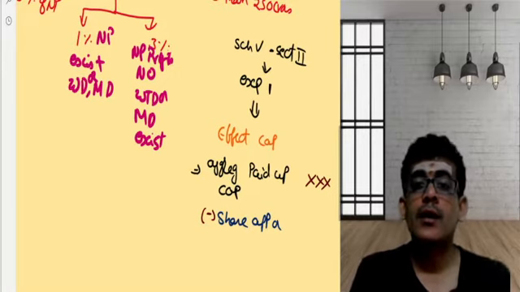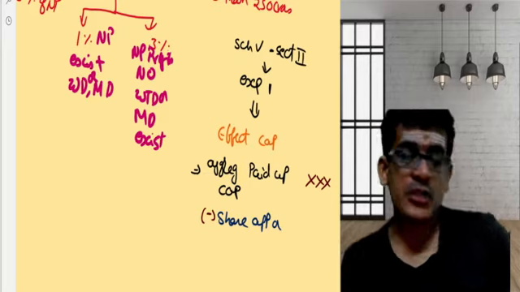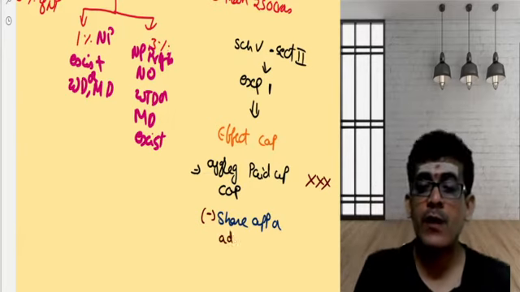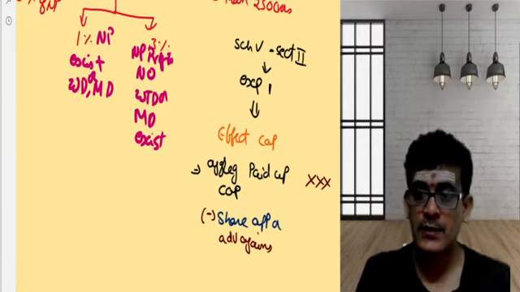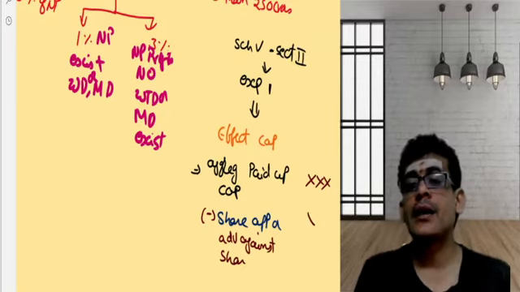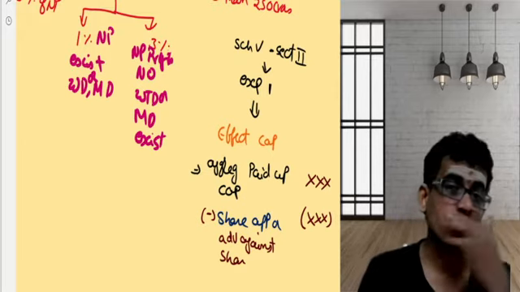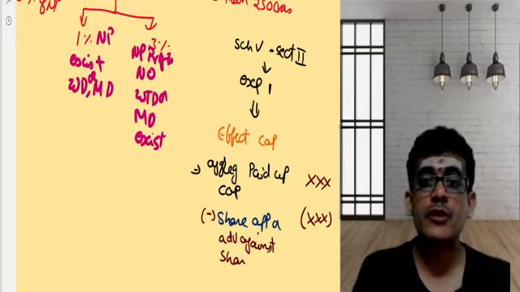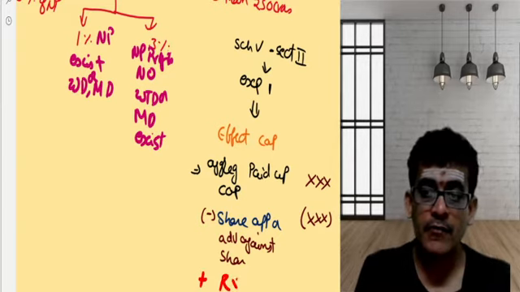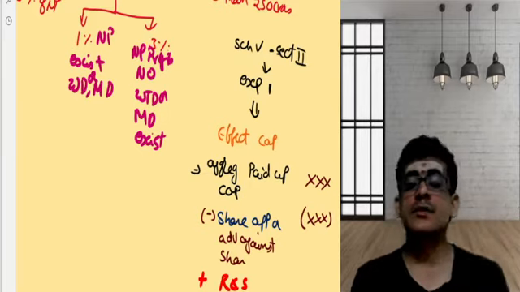I need to exclude any sort of share application money, or anything advanced against shares. If your paid up capital includes this, I need to exclude that. Then what should I add? Any sort of reserves and surplus. Whatever reserves and surplus you have, I will add all of them.